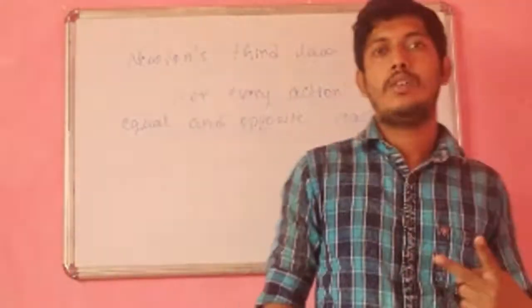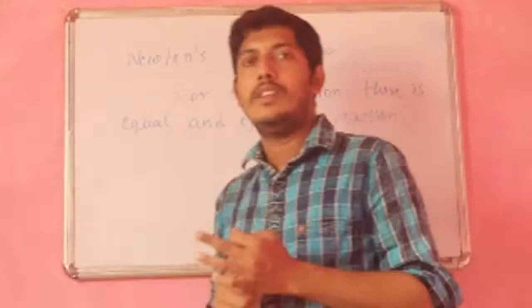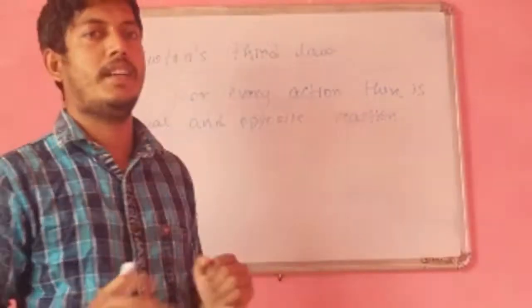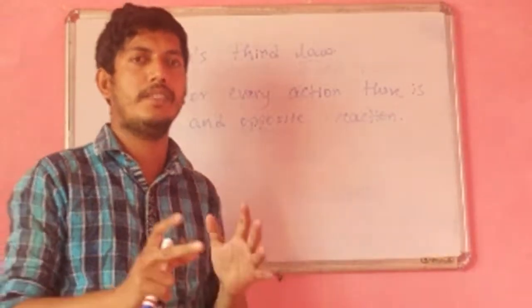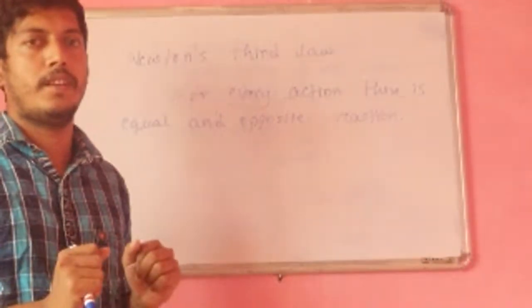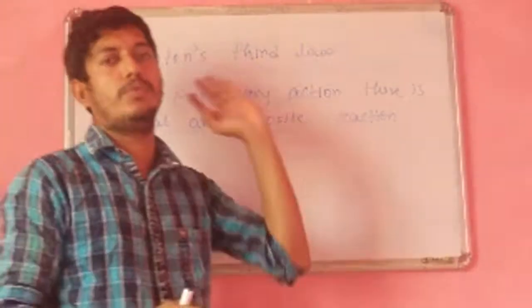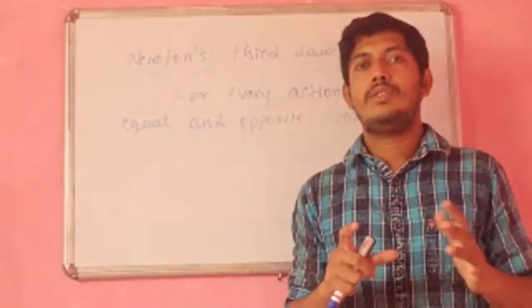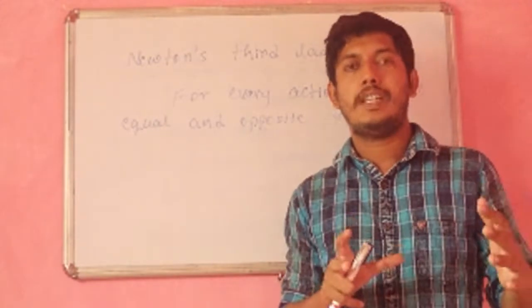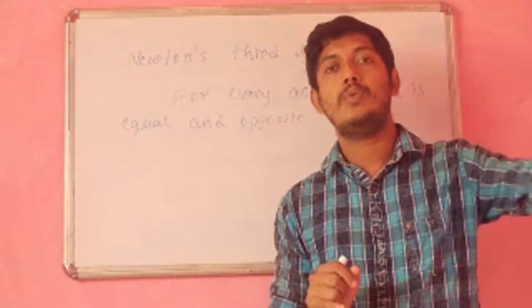So starting, I got two examples. One is football and another one is gun. So that is an incomplete example. So what is the complete example? If you consider kicking a football, when it is kicked it moves. So football is one object and we are applying force and it is moving in the same direction.